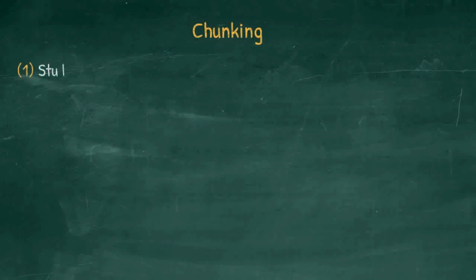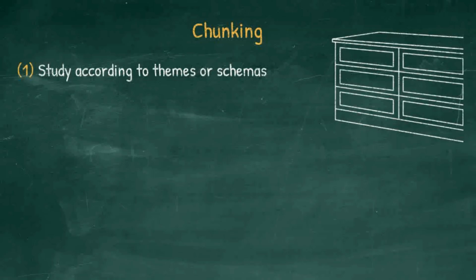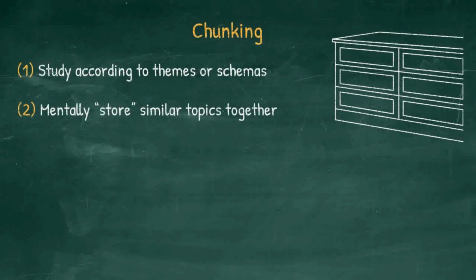Now let's talk about chunking as our next principle. For chunking, we also want to study according to themes or schemas. You will see things associated or grouped together in chunks. That's because your brain finds it easier to actually recall and remember things when you put them into these drawers, if they're organized in your brain this way. It's easier to mentally store them.